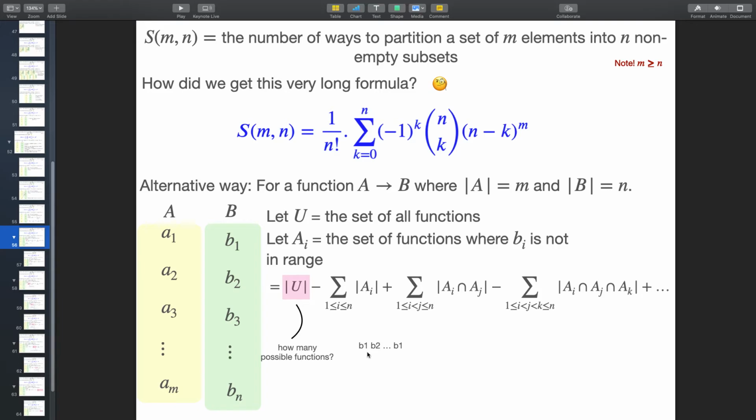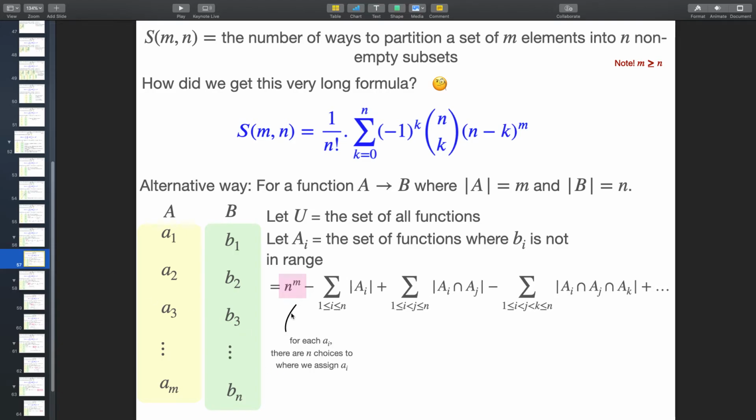Yan. So, you have M positions, and for each position, you have N choices, right? So, that will just be N to the M, right? For each element A sub I, you have N choices to where you will map or you will assign A sub I. So, that's for the size of the universal set.